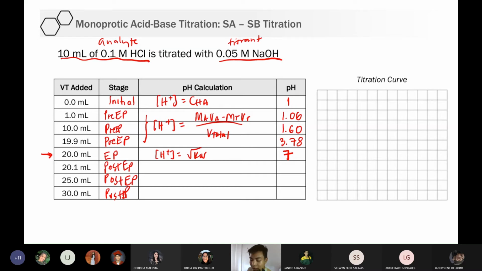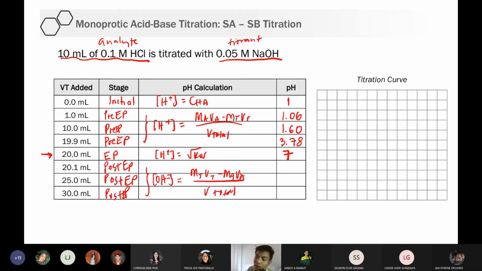Post-equivalence na ako, ha? What's the equation for post-equivalence? Ang makukuha mo ay OH. Ang kailangan mo pH. So you have to convert OH to POH, then from POH going pH. So to convert POH to pH, that's 14 minus POH. So the equation to be used is MTVT minus MAVA over V total.